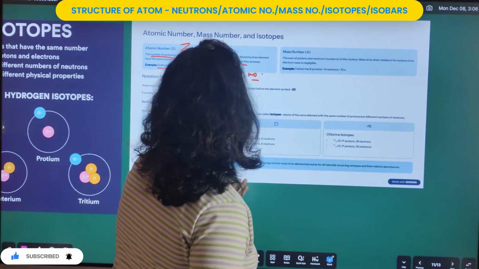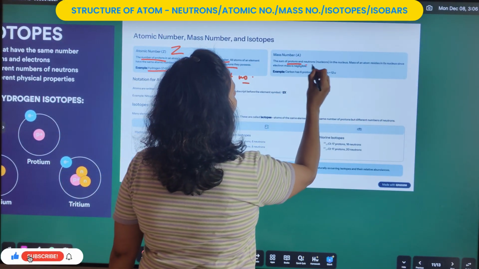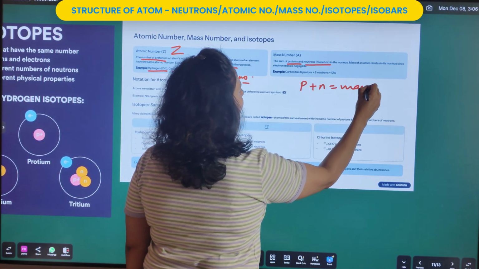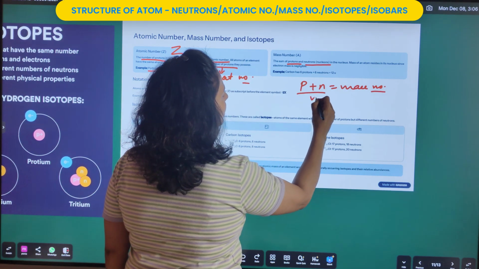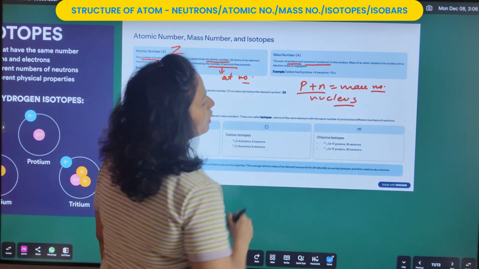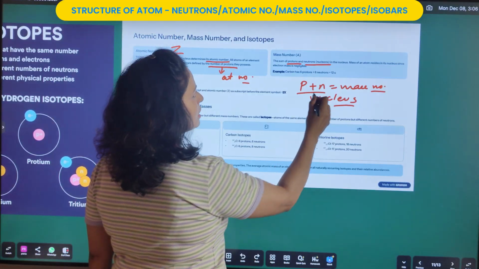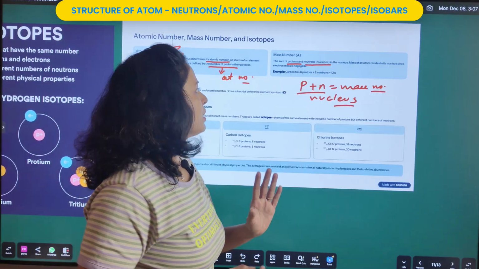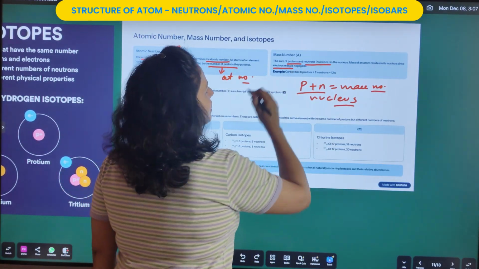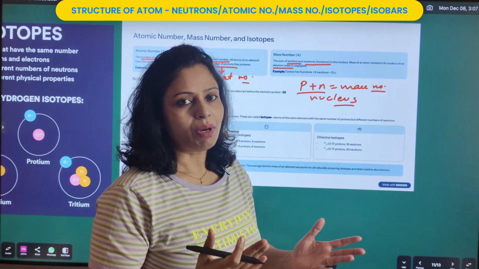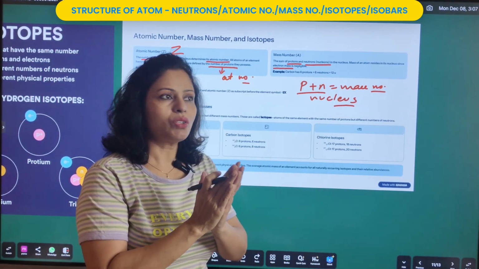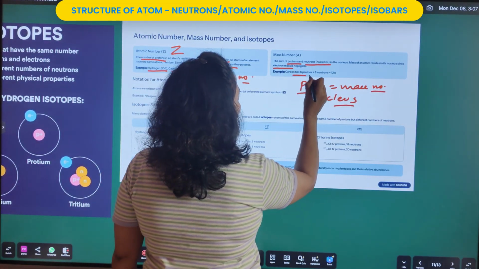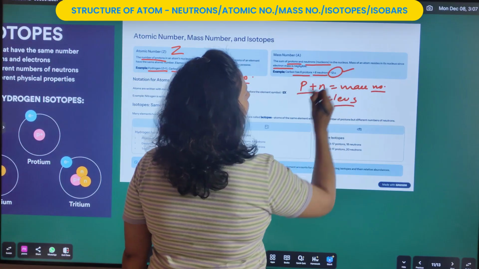Now the mass number is the sum of protons and neutrons in the nucleus. The mass of an atom is concentrated in the nucleus, because the electron's mass is negligible. Whatever mass of the atom you see is because of the combined mass of protons and neutrons. So if carbon has 6 protons and 6 neutrons, its mass will be 12 units.